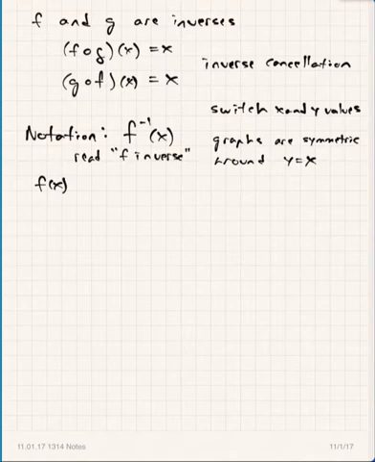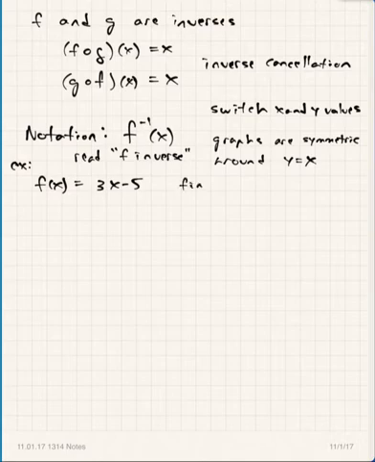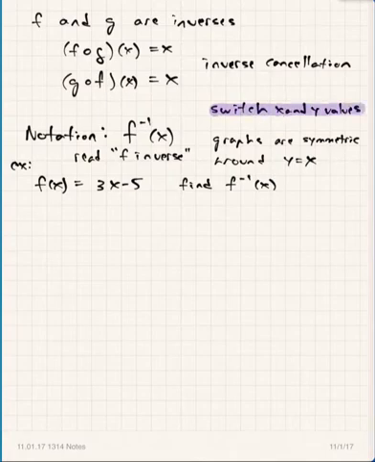All right, so as an example here, let's look at this function, f of x equals 3x minus 5. That's a linear function. The first thing I want to do is find f inverse. So I want to actually create the inverse function. And so remember, what we do here to accomplish that is we use this idea that inverses switch x and y values. And so that's what we do to find the inverse of a function.